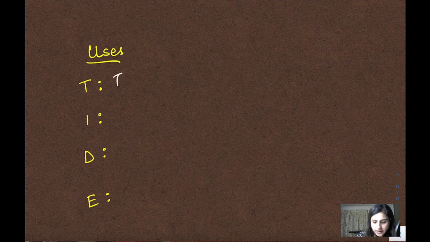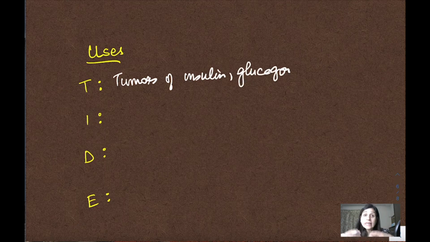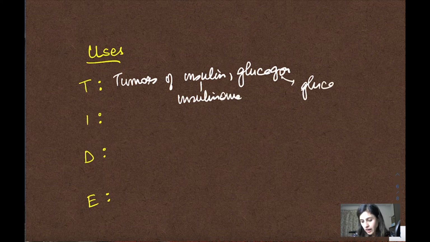T stands for they can be used in various tumors of insulin and glucagon, right? Because they are inhibiting the release of insulin and glucagon. So tumor of insulin is like insulinoma, where a lot of insulin is being secreted. The one of glucagon is glucagonoma, a lot of glucagon secretion. So there we can use them.